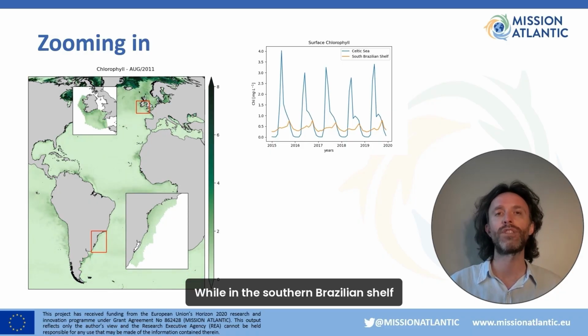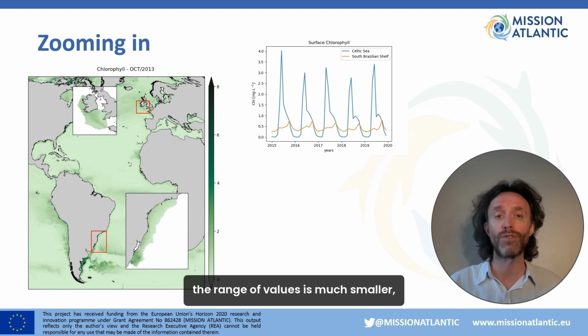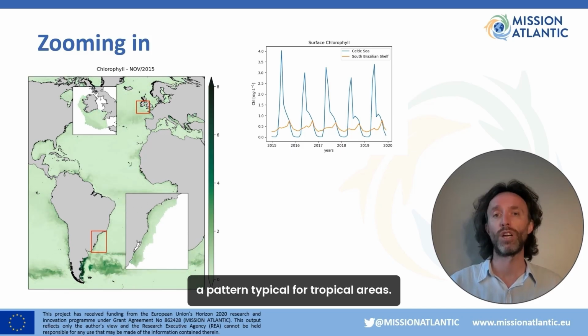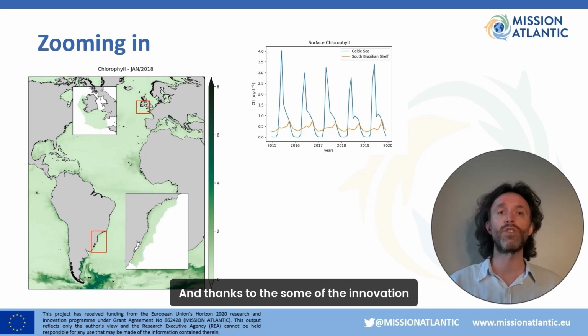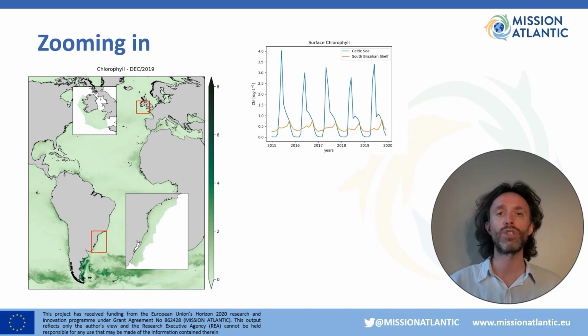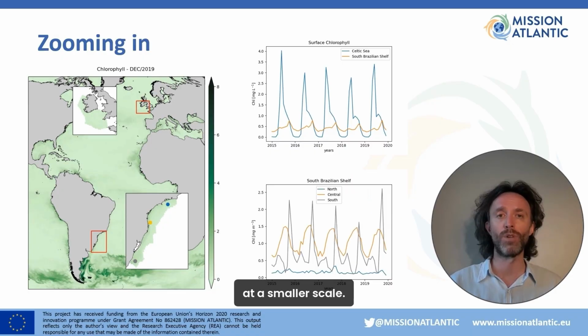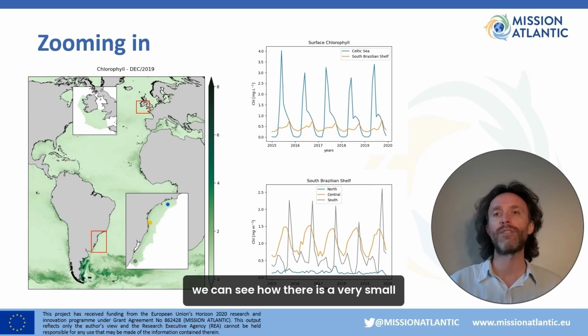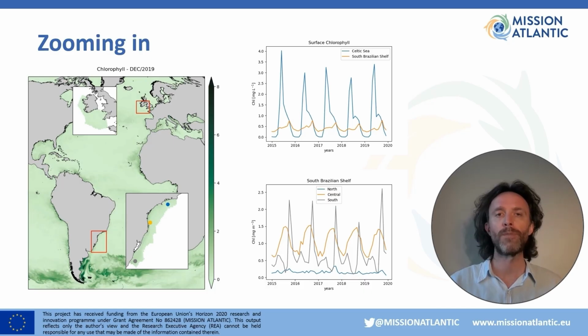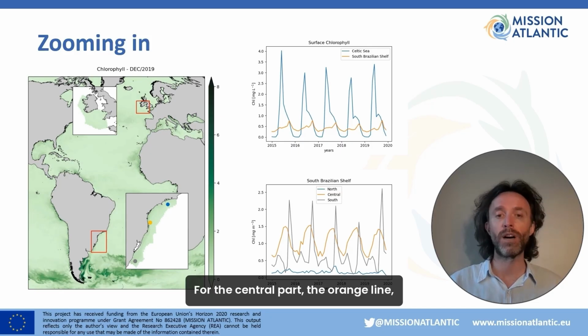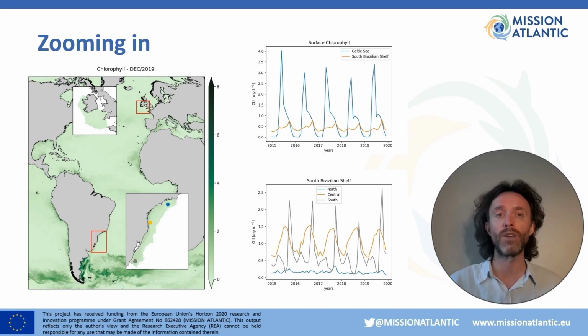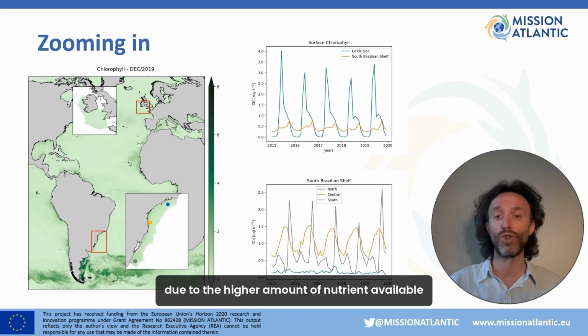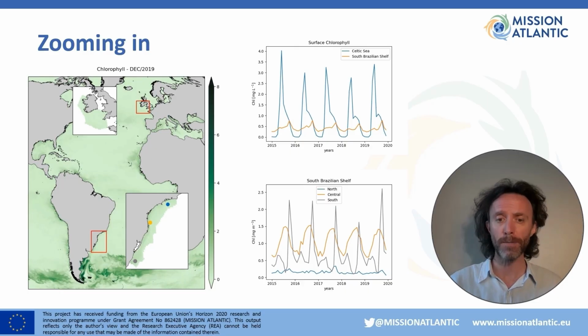While in the southern Brazilian shelf, the range of values is much smaller, a pattern typical for tropical areas. And thanks to some of the innovations introduced in the Mission Atlantic simulation, we are also able to better appreciate differences at an even smaller scale. Here, for instance, we compare the variability of chlorophyll in three parts of the southern Brazilian shelf. In the northern part, the blue line, we can see a very small and almost constant value of chlorophyll. For the central part, the orange line, we can see a much more regular seasonal cycle with higher mean values, due to the higher amount of nutrients available in this coastal area.